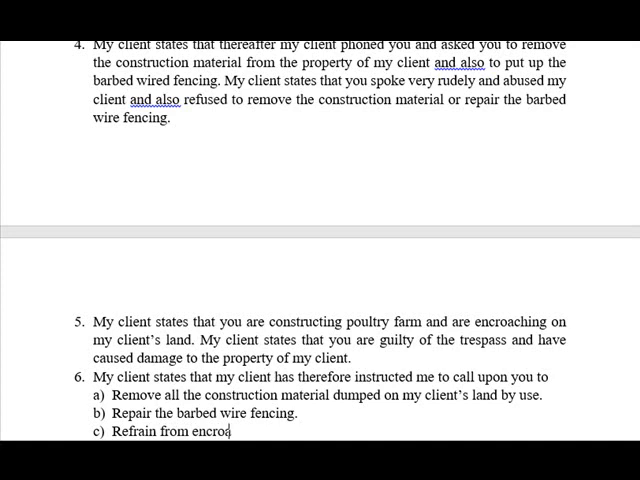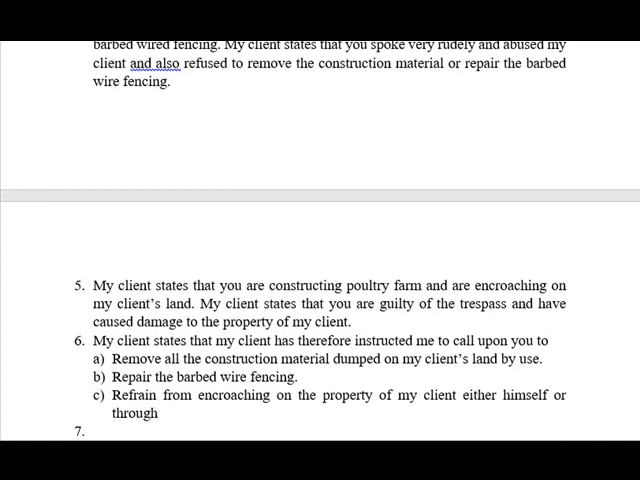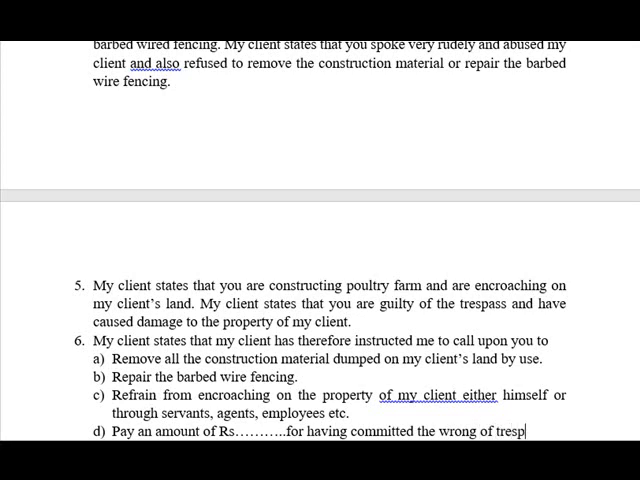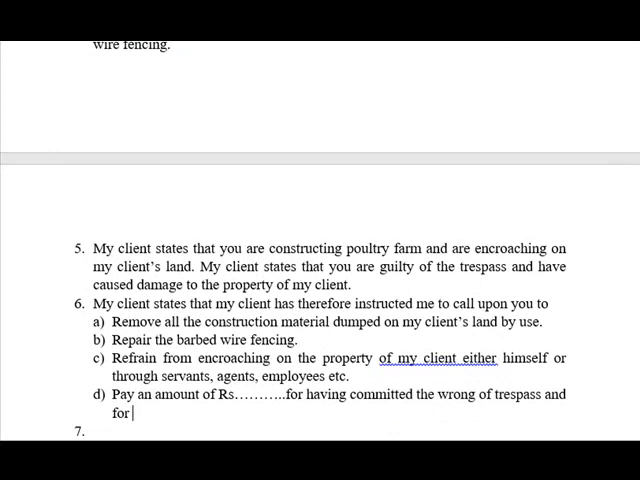Refrain from encroaching on the property of my client, either himself or through servants, agents, employees, etc. Pay an amount of rupees for having committed the wrong of trespass and for damaging the property. You will also claim some amount from the other person.